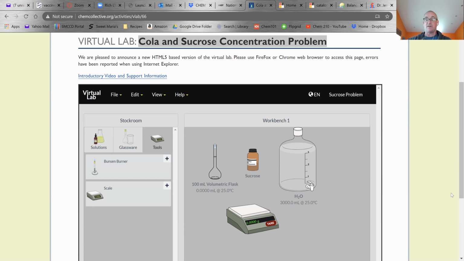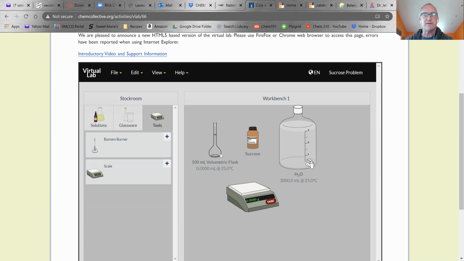So this is one of those labs where it's pretty straightforward. I'm going to take you through a couple of things to do, but basically, yeah, it's just a matter of measuring things accurately and then changing your units. So let's just do a couple of these to see what we're doing. So this is a volumetric flask. So what's the difference between a volumetric flask and just a regular old flask?